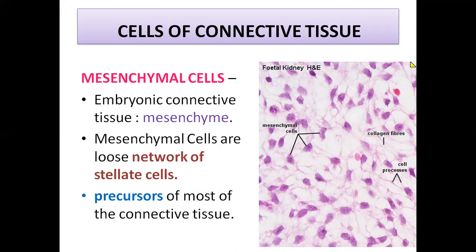We find mesenchymal cells forming a loose network, and they look like star-shaped cells, called stellate cells. Mesenchymal cells are precursors. That means these are the cells which help in the formation of other types of cells. Hence they are called precursors of most of the connective tissue cells.